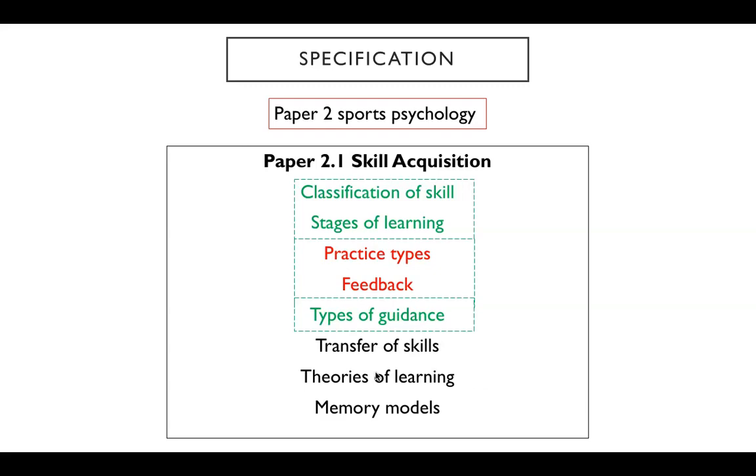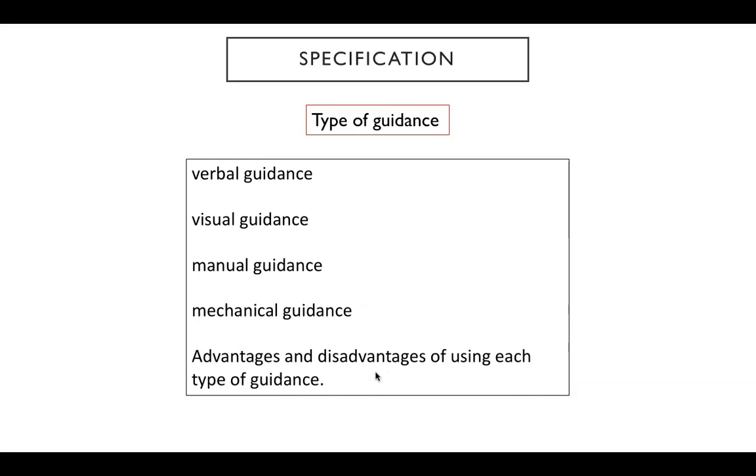So when we're talking about guidance, specifically, we need to know about verbal guidance, visual guidance, manual guidance, mechanical guidance. Then we also need to be aware of the advantages and disadvantages of using each type of guidance. Simply put, when you learn a new skill, you will have some guidance to help you achieve that skill and become better at that skill until you eventually become at the autonomous stage of learning, when the guidance will change throughout that process of cognitive, associative and autonomous stages of learning. All this is saying is, as you learn a skill, you need to be guided in certain ways: verbally, visually, manually and mechanically.